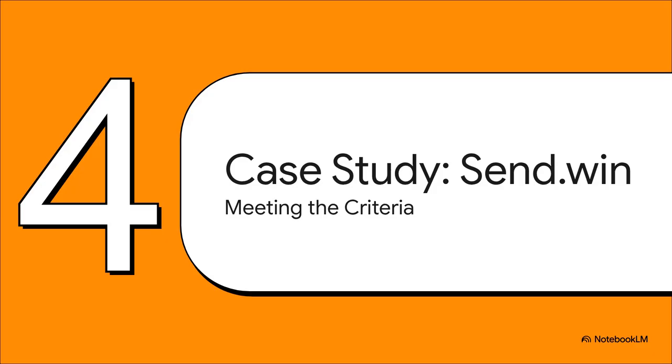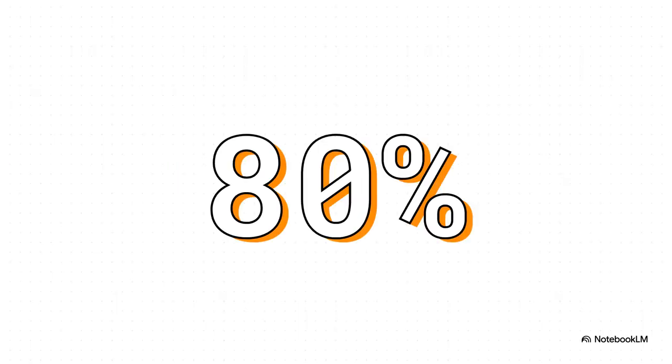So, to make this less of an abstract checklist, let's look at how this plays out in the real world. The source material uses one platform, Sendwin, as an example to show what these features actually look like in practice. Okay, so a claim of up to 80% faster productivity? That's a pretty bold claim. Where does a number like that even come from?